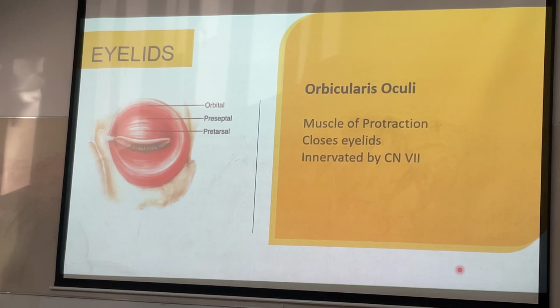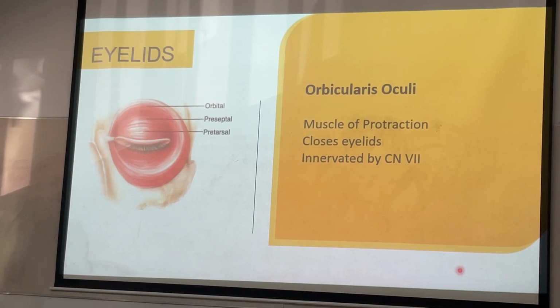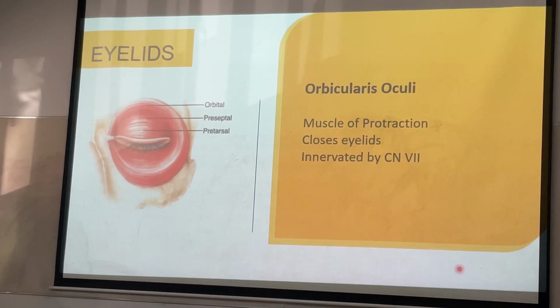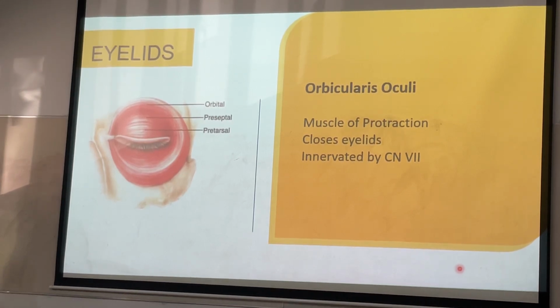Behind your eyelids is your muscles of protraction. So muscles of protraction means it closes the eye. So the muscle here is known as your orbicularis oculi. And anytime you hear the word oculi, that means something related to the eye. So your orbicularis oculi has 3 parts. You have your orbital muscle, preseptal, and your pretarsal muscle.